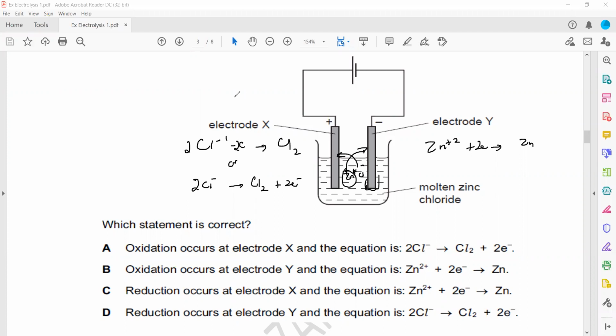And whenever there is a loss of electron, we call that oxidation. And when there is a gain of electron, we call that reduction. So what happened? Oxidation occurs at electrode X, which is a loss of electron. And the equation for this electrode will be that chloride ion forms a chlorine molecule and loses two electrons. So that's why A will be the right answer. Is this question clear? That's why A is the right answer.